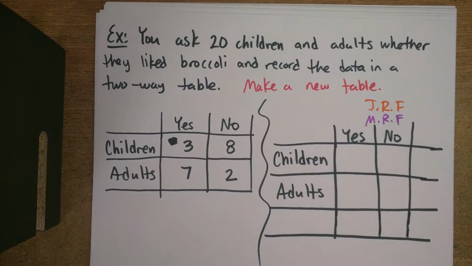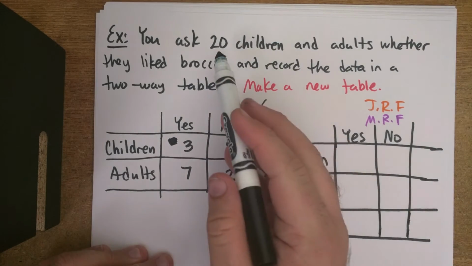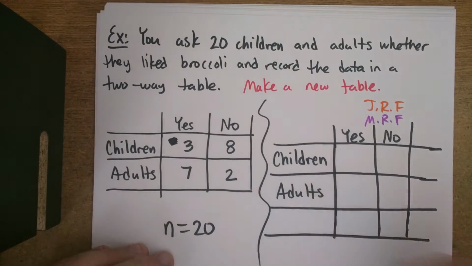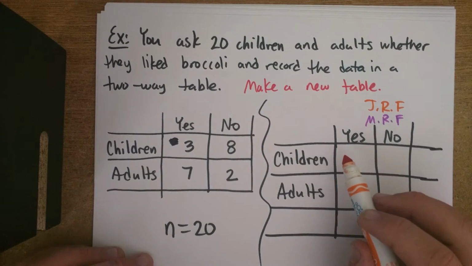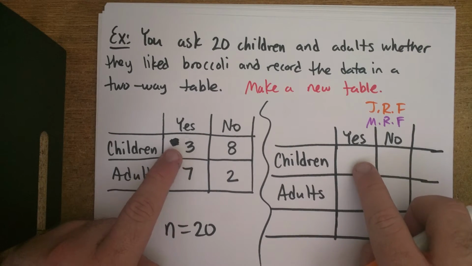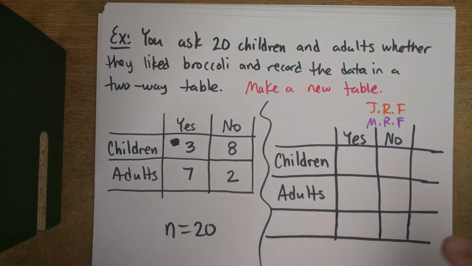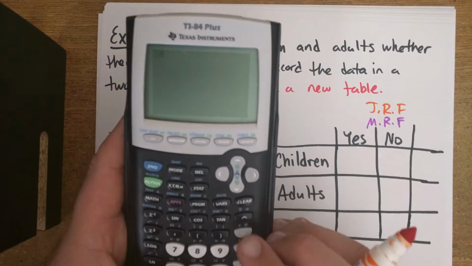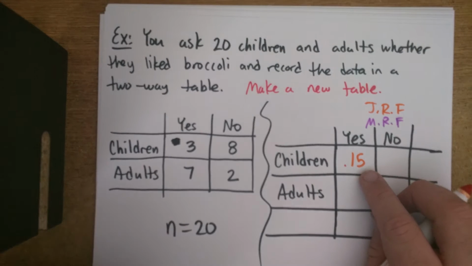To find the joint relative frequency, you first need to find out how many total people you have, or total of whatever things you're looking at. In this case, people. So your n value is 20, and for all four of these boxes, you figure out what percentage of the whole it takes up. For example, this box, 3, corresponds to this box. I divide 3 by 20 and put that decimal here. So 3 divided by 20 is 0.15. So this is one of our joint relative frequencies.